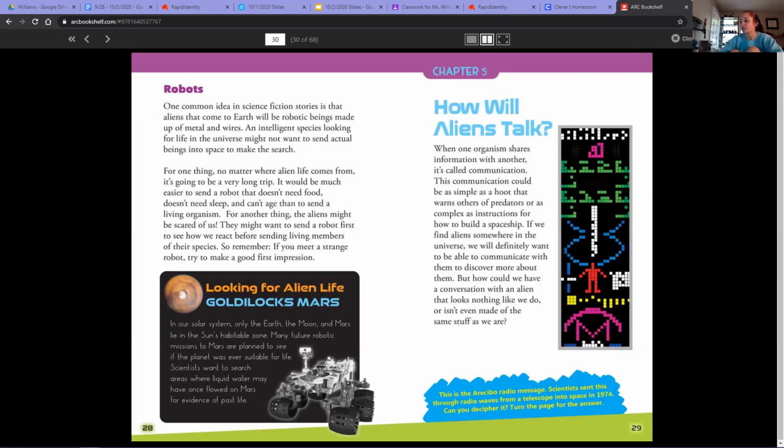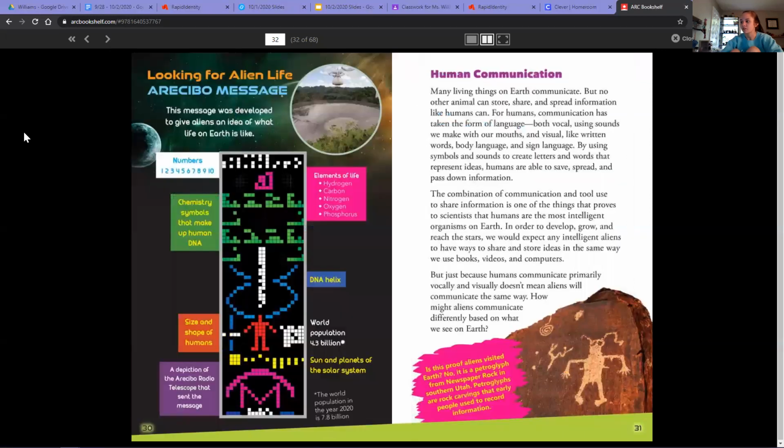I'm going to read down here. This is an Arecibo radio message. Scientists sent this through the radio waves from a telescope into space in 1974. Can you decipher it? Turn the page for the answer. So it's talking about this over here. And start on this page.